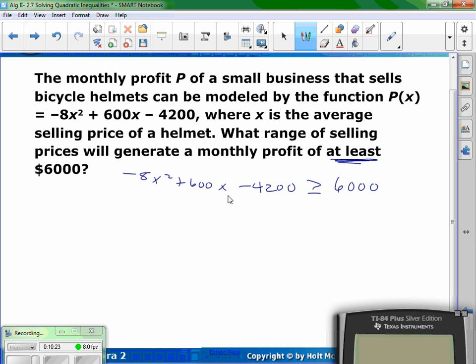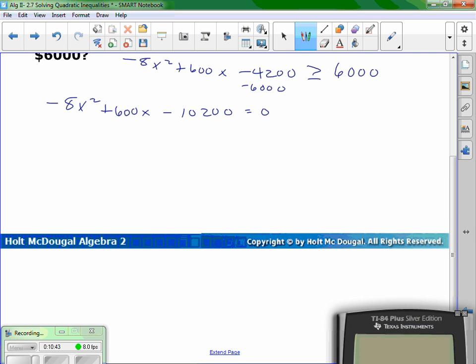What's your first step? Subtract 6,000 over. Negative 8x squared plus 600x, if I subtract 6,000 over, I get negative 10,200. I'm dealing with large numbers here. I'm definitely not going to factor. Completing the square, this negative 8, I don't want to try to figure that out. I'm going to go right to quadratic.